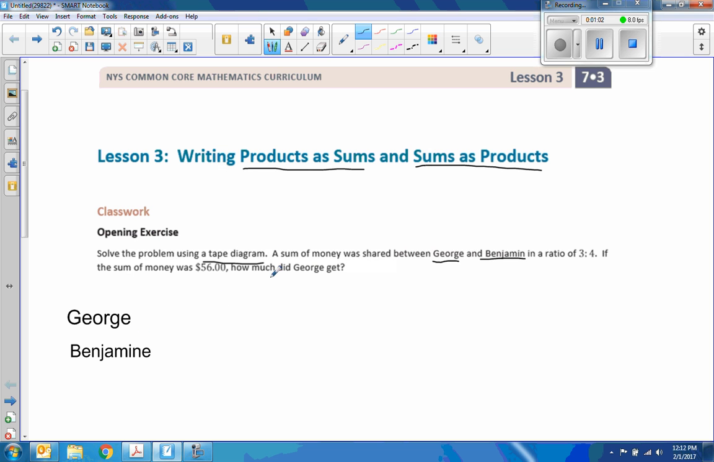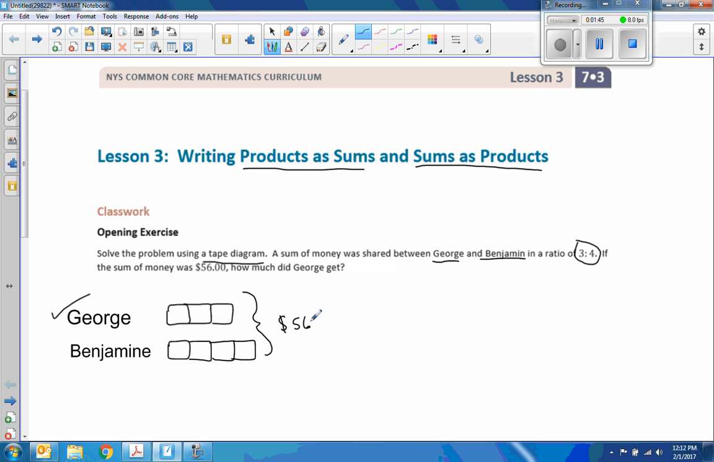Now if I'm going to make a tape diagram for George, and their ratio is 3 to 4, that means George gets 3 squares. So there's 1, there's 2, and there's 3 equal squares. Benjamin's ratio is 3 to 4, so I'm going to do the same here for Benjamin, and 1 more, so there's 4. If the sum of money was $56, all of these represent $56. And I want to know how much George gets.